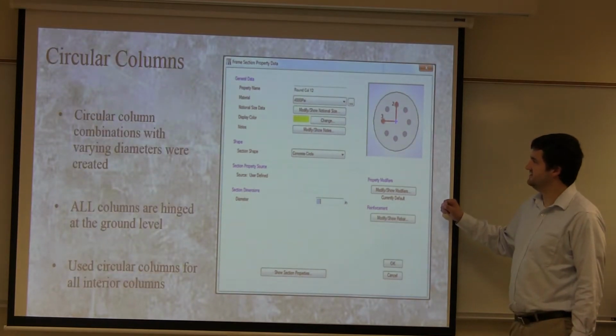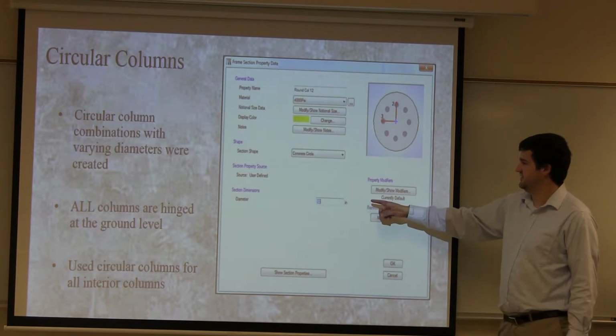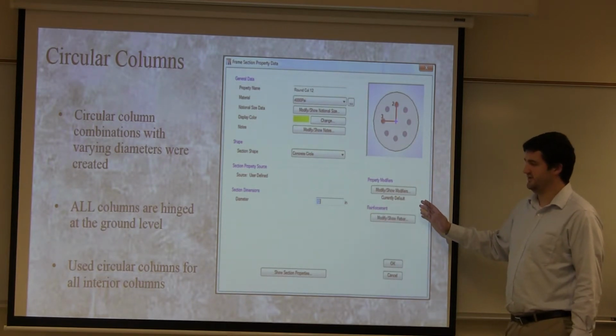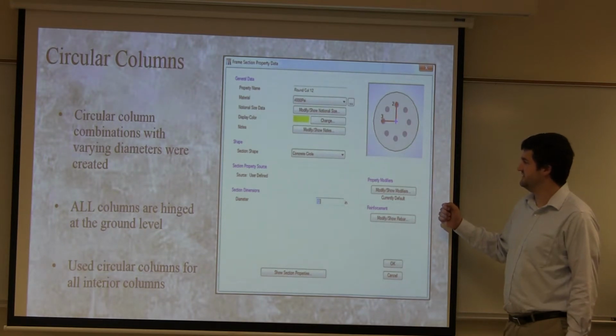For the circular columns, again, we used every diameter that we thought the software might assign, and all columns, circles and square columns, were hinged at the ground level, and we used circular columns for the interior columns.